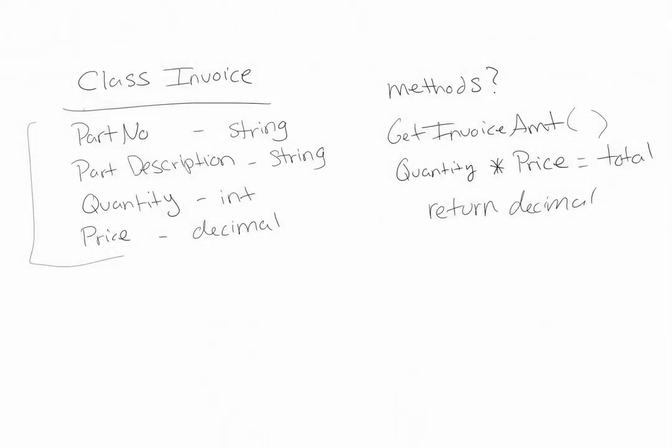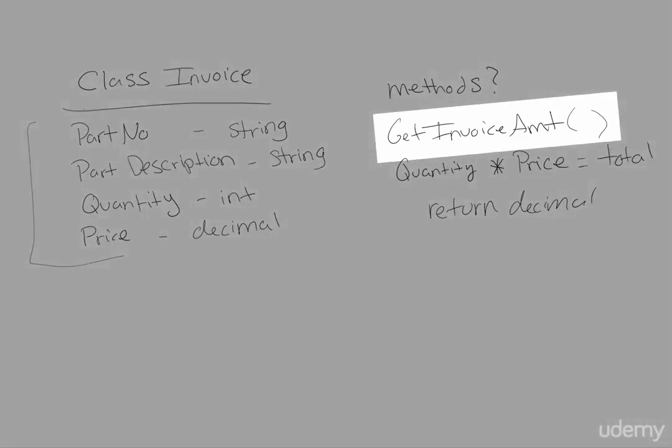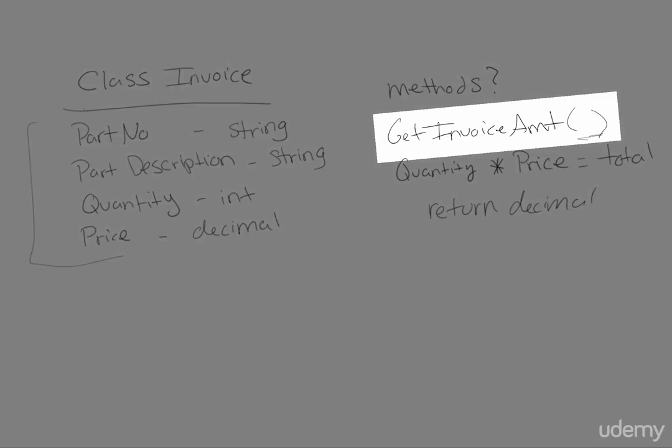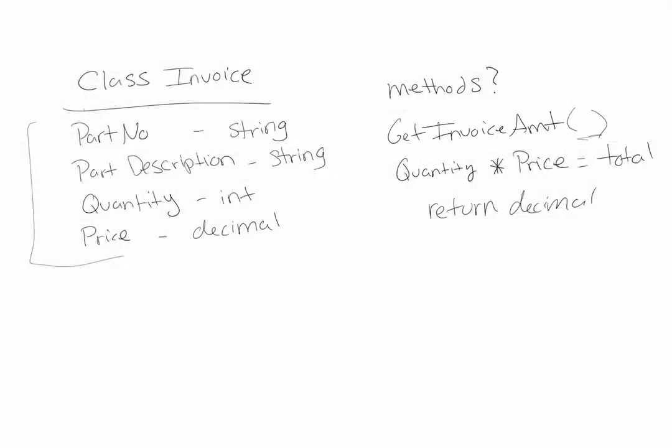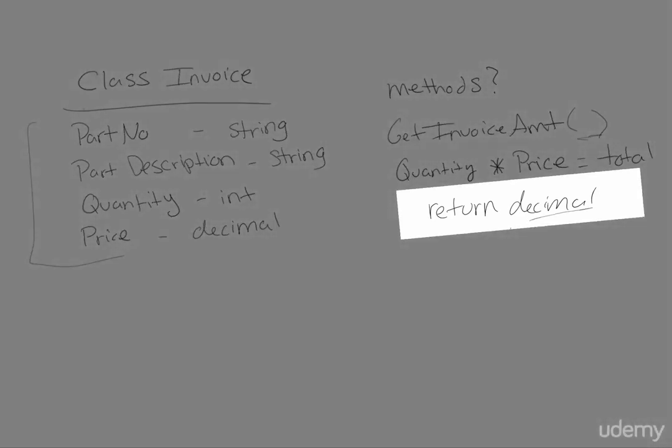This video is part 3 of our real-world class demonstration, writing an invoice class for a hardware store application. As previously outlined, we are coding a method in our invoice class now that the class has been set up with private variables, public properties, and a constructor. We outlined a method named getInvoiceAmount that will take in no arguments in its list, multiply quantity by price to get a total, and then return the decimal value of that total.